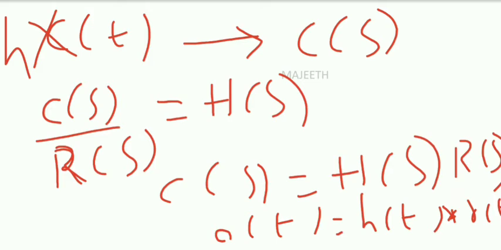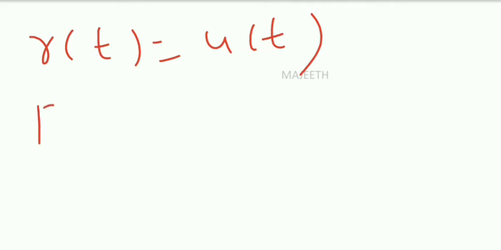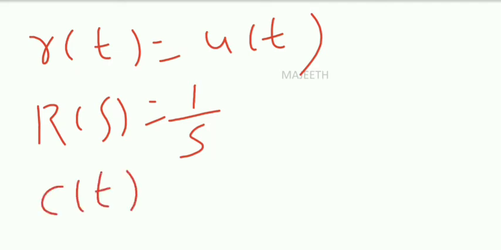What is step response? Step response is nothing but the response obtained when unit step is given as the input. So what is my input signal r of t? r of t is equal to u of t. What is my R of s? That is equal to 1 by s. What I have to find? c of t, that is the response when r of t is given, at t tends to infinity, because they want the steady state. Clear? So I know I can find C of s. From C of s I find c of t.